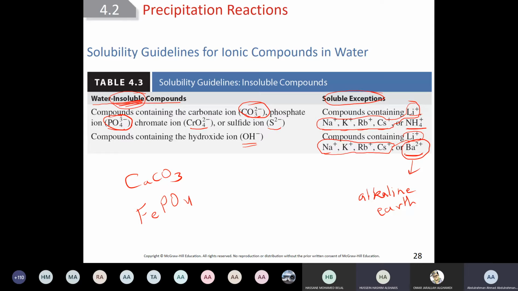How about if I have K2CrO4? What's the name of this compound? It's called potassium chromate. Is this soluble or not soluble? Soluble. Chromate is supposed to be not soluble, but K2CrO4 is soluble. Why? Exception. It contains K+. Is this clear?